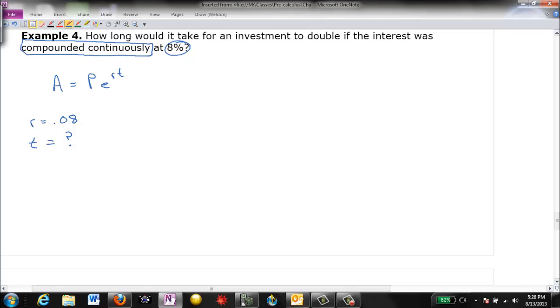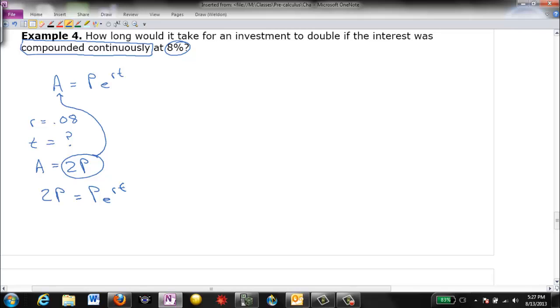Now they want to know how long it would take for an investment to double. So we're starting with some amount P. They didn't specify the amount, but really it's not necessary. We're starting with some initial amount P, and when we pull our money out of this account, we're going to have 2 times P. So our ending account balance is going to be 2 times whatever P is. So I can take this 2P and plug it in here for A. So what I have is 2 times P equals P times e to the rt.